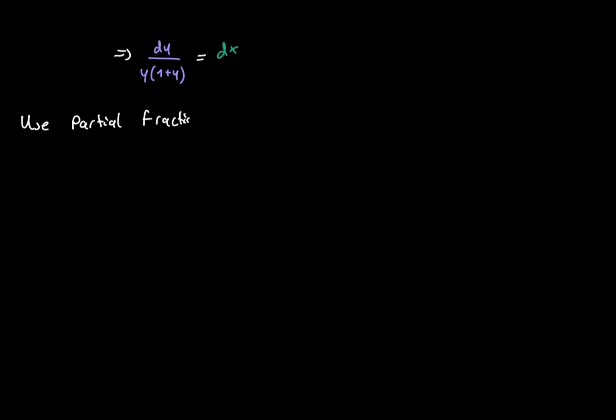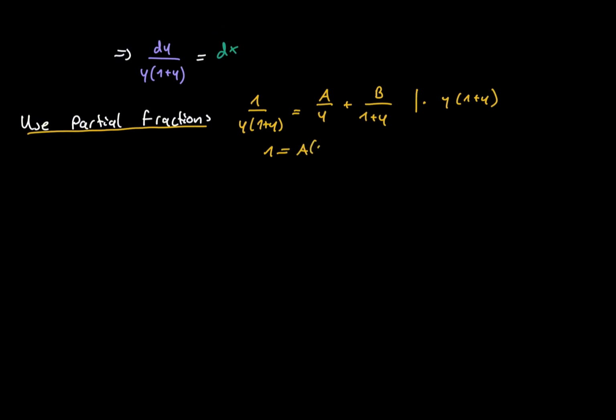Now we use partial fractions. We write 1 over y times 1 plus y as a over y plus b over 1 plus y. Multiply by y times 1 plus y. We get 1 equals a times 1 plus y plus b times y.